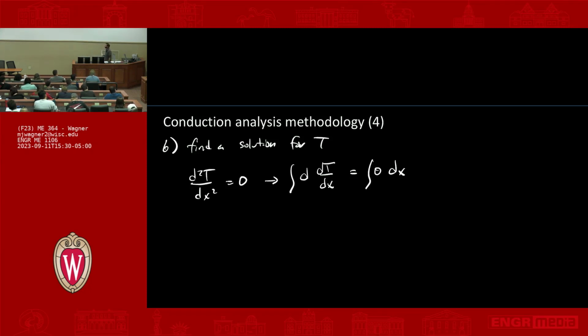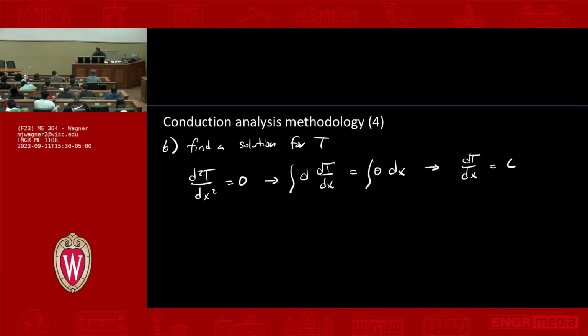On the left, the integral of a differential is that argument back. So we just have dT/dx, and on the right, the integral of 0 is a constant, a constant of integration. So that looks like this: dT/dx is equal to C, some constant. So that's progress. We can keep going. We're not there yet. We still need T by itself.